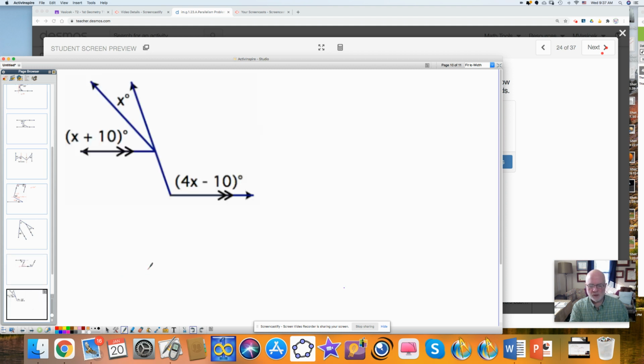And finally, for this one, I'm going to extend both of these lines. I can extend this one. I'll also extend this one. When I do that, these are corresponding angles. The three angles have to add to how much? How could you solve for x? And you see how an auxiliary line will help us.